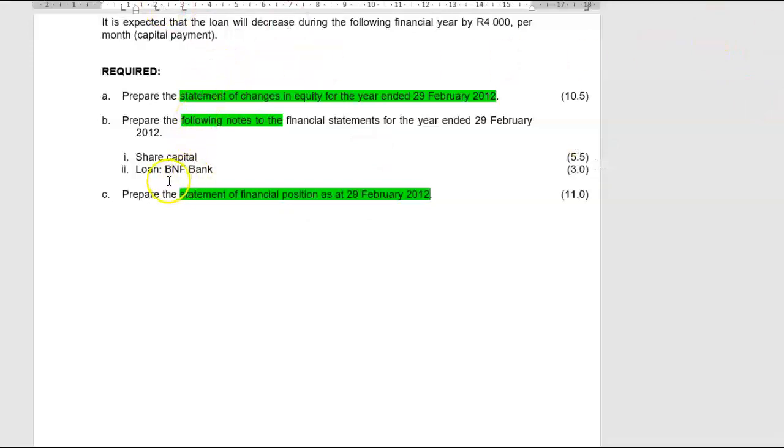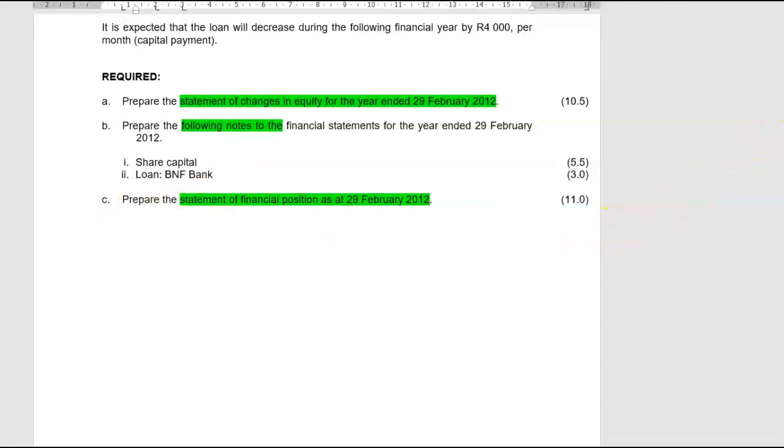Now, I could have asked you only to prepare the statement of financial position as at 29 February 2012, and that's it. Then you should have known by yourself that you have to do the statement of changes in equity first before you can actually complete your statement of financial position. And if I just ask you to prepare the statement of financial position, it means that you have to prepare the notes to the financial statements as well. So therefore, you should have known to do A and B by yourself if I only asked you to do C. So make sure that you understand that.